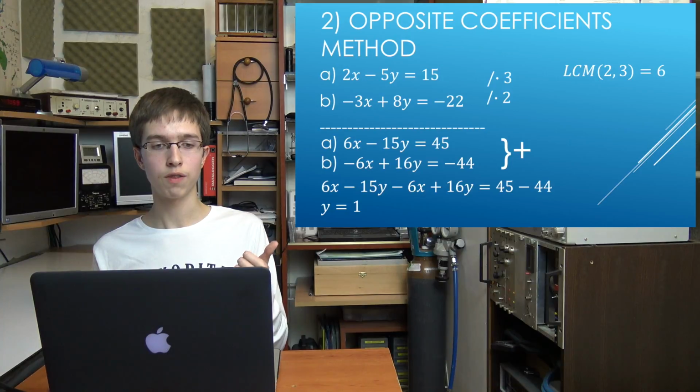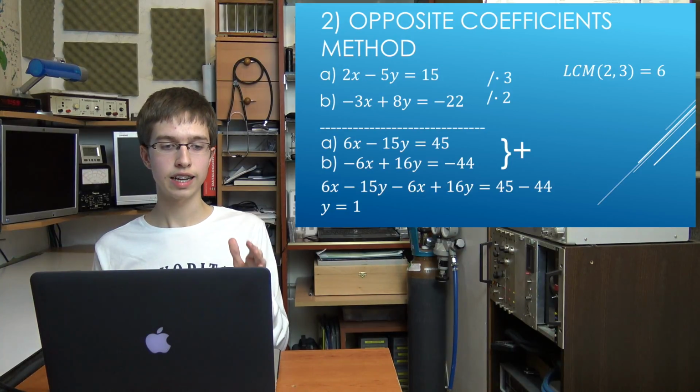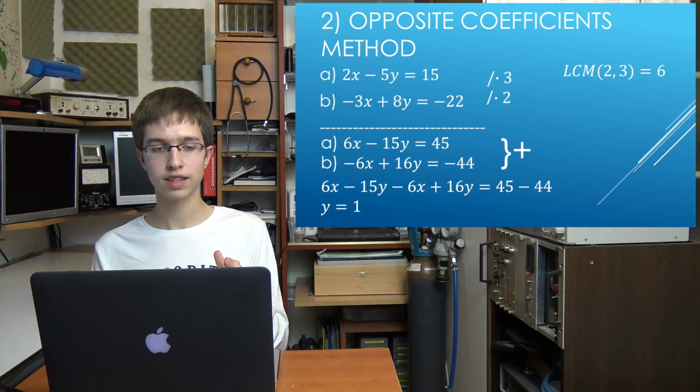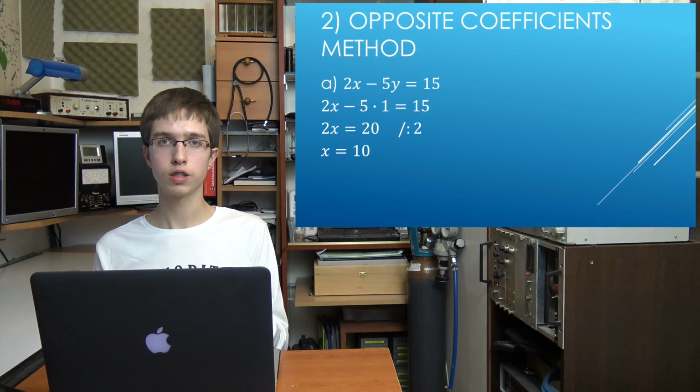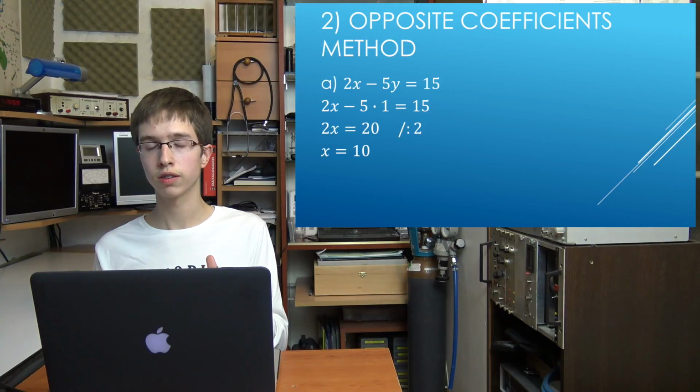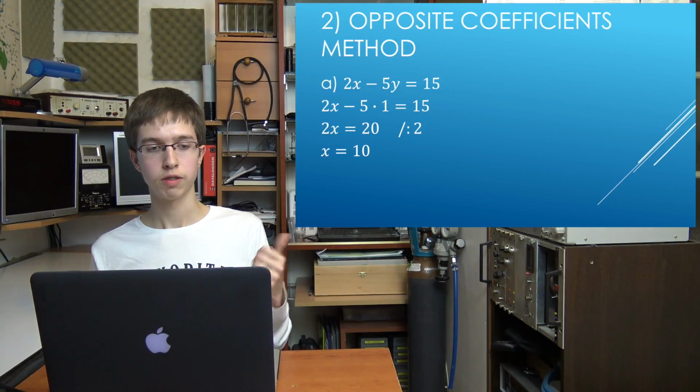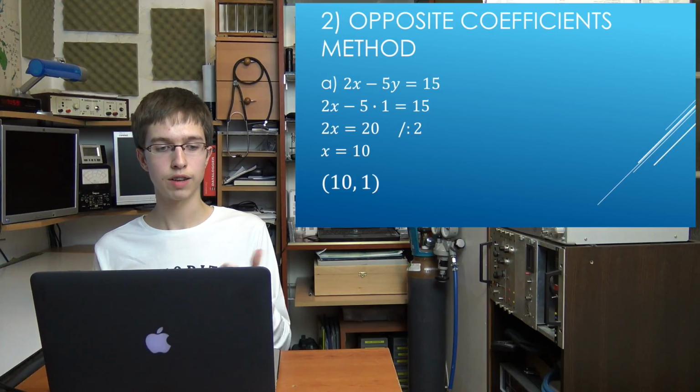We have this sum equation where 6x and minus 6x are now 0x, so x disappears. From this equation only stays y, which is now y is equal to 1. And we can now choose first or the second linear equation we'll use to calculate x, which is now 10. And the same example, the same solution is (10, 1).